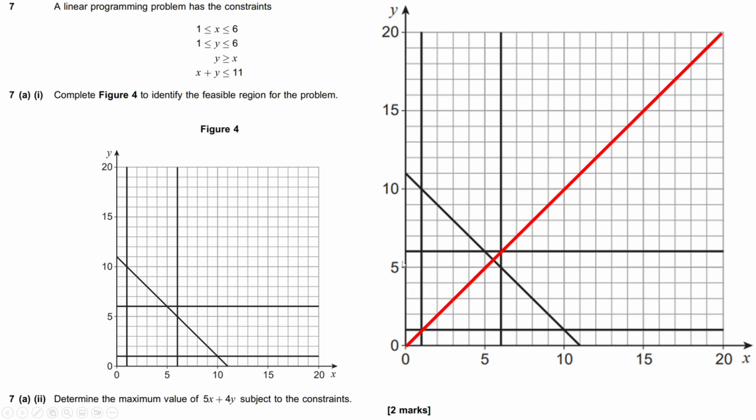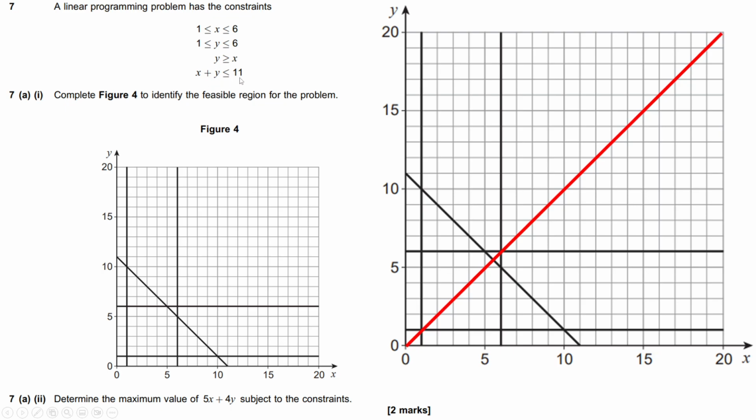And then we've got y between 1 and 6. So y equals 1, y equals 6, and then we've got y is greater than or equal to x. I'm just going to think about it as y equals x. So that would be that. Okay, and then y is always greater than x, so it's everything above this line. I'll get to the actual inequalities part of it after.